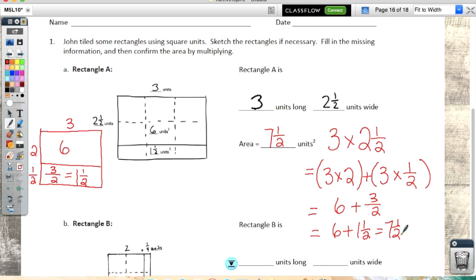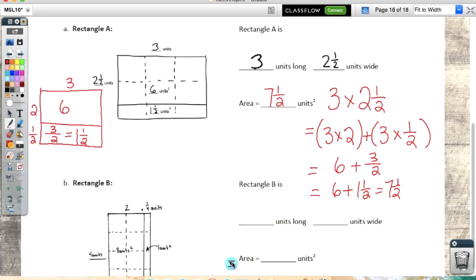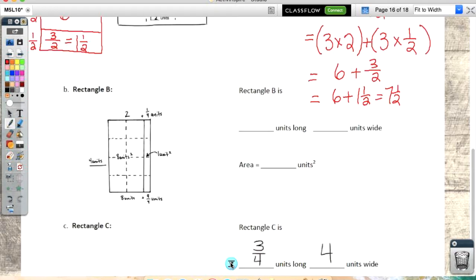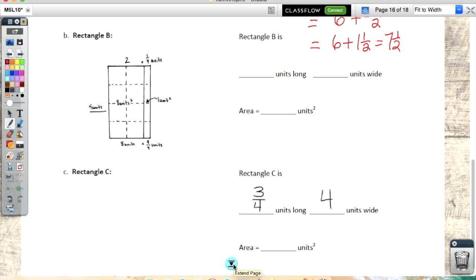That's a lot more writing than this, but it's the exact same concept. You just write it differently, okay? For me, I like the area model to organize my fractions and my whole numbers. Over here, I separated fractions and whole numbers, but I did it in parentheses. Okay, let's do the next one. So here's the next one.